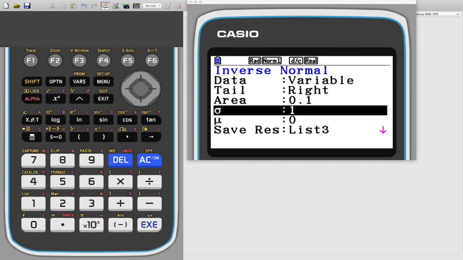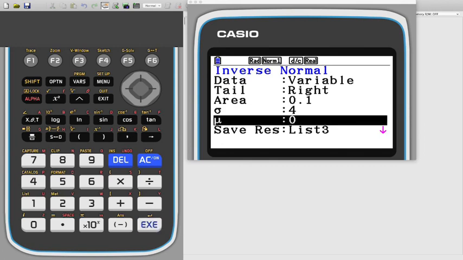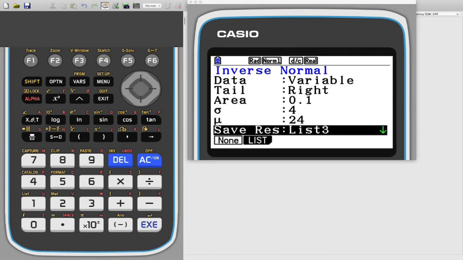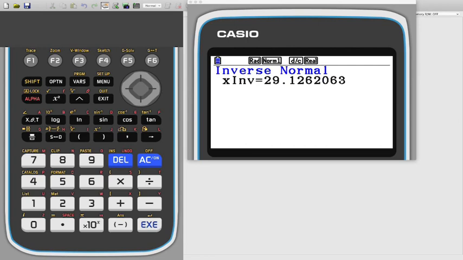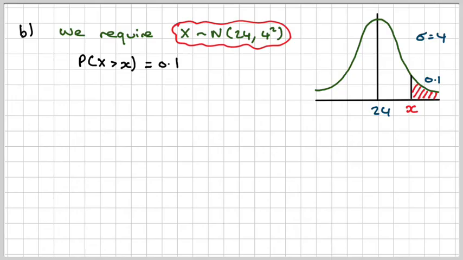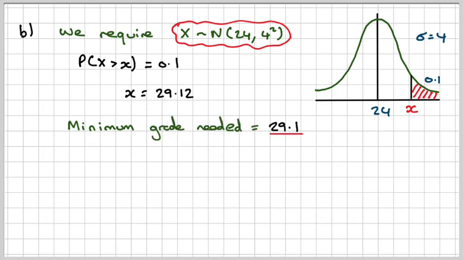Enter. We now have the standard deviation as 4. Enter, and the mean as 24. And that will give me the answer 29.126. Okay, so we're going to get x is 29.12. So the minimum grade needed is 29.1.